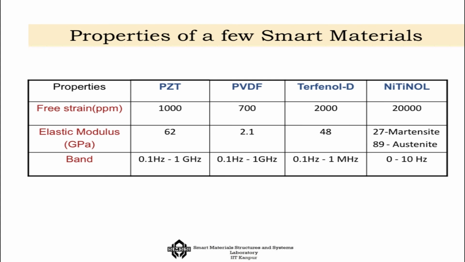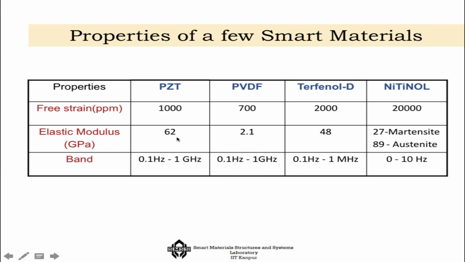What's the advantage? I'm just giving here a quick comparison. PZT, which is a piezoelectric material, has a strain level of 1000. PVDF, which is a plastic piezoelectric material, has a strain level of 700. Terfenol-D, which we discussed today, has a strain level of 2000, which means it gives more strain than these two. Nitinol will give you about 20,000. It gives much more than all three.